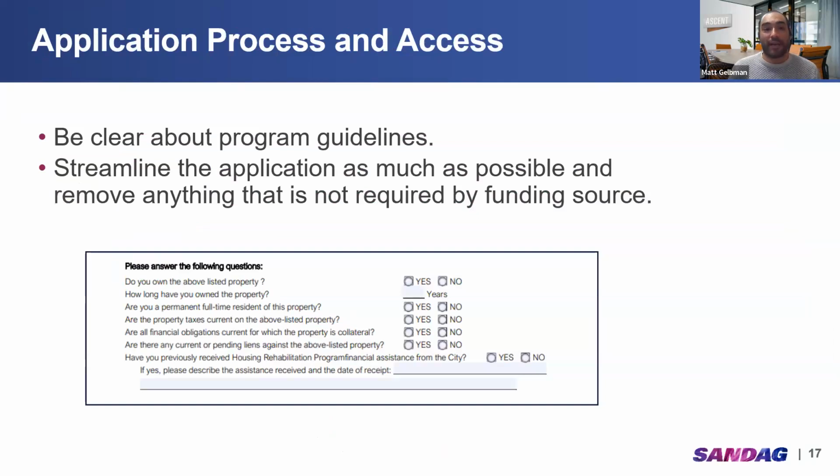I mentioned that the application process is really important, and it's important to think about also the access challenges that may be posed by the requirements of the application, and really trying to streamline that as much as possible can help make your program successful. And we would just suggest trying to limit the information needed on the application only to those that are absolutely necessary for determining eligibility under the funding source.